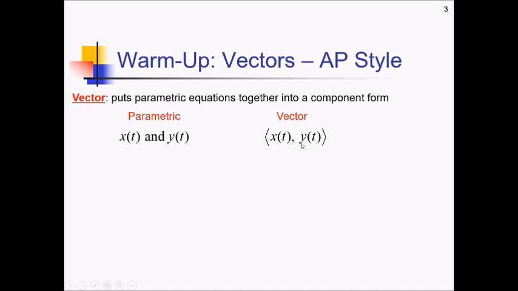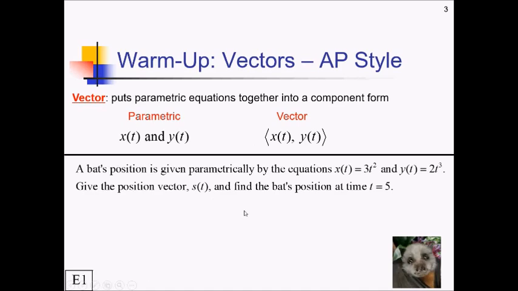And for vectors, we typically use these angle brackets. You might have seen these before. You can also use parentheses, but I think it's kind of weird because you might mix it up with just a regular point. All right, so let's do a problem involving vectors.